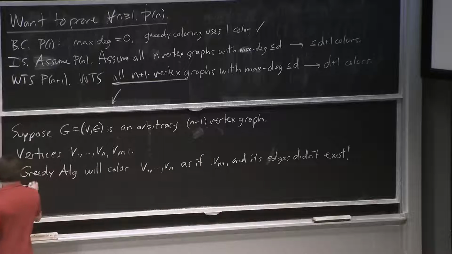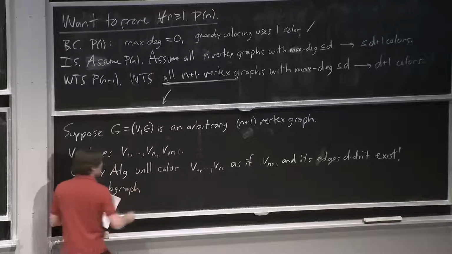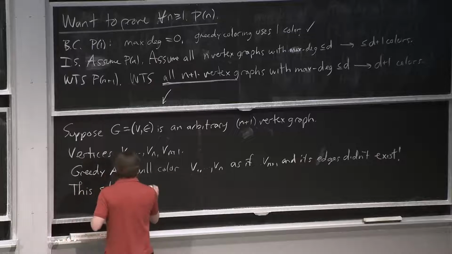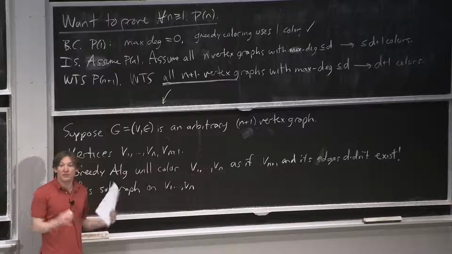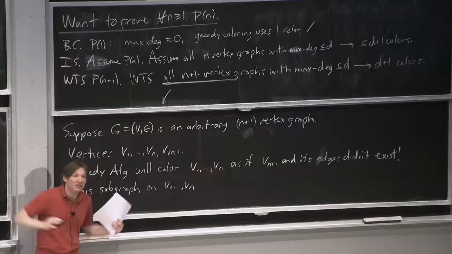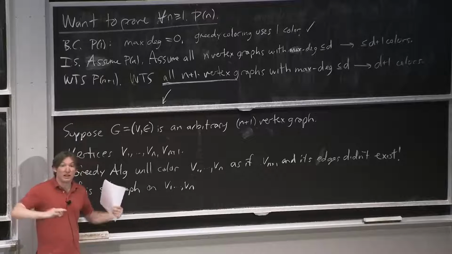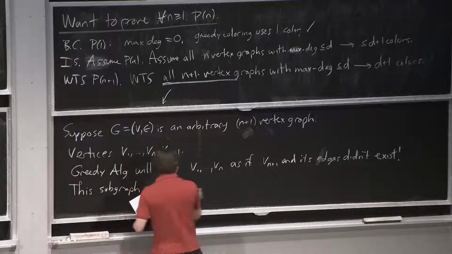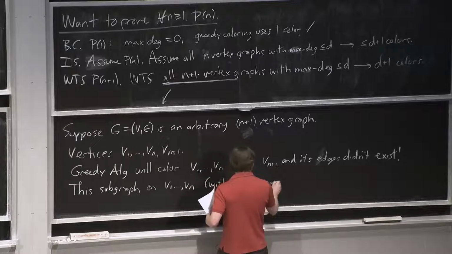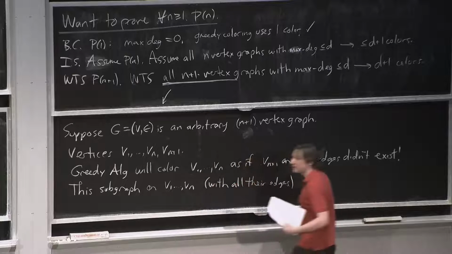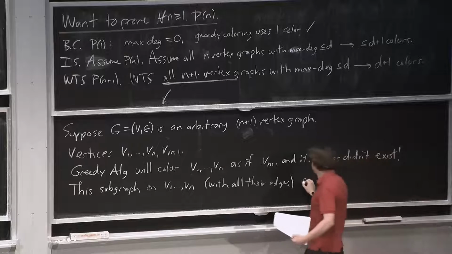Yeah? So this, what's called a subgraph, on v1 through vn, if we take just the first n vertices, make a subgraph of just its vertices as our vertex set, and the edges between them as our edge set, with all their edges, this subgraph also has max degree d.